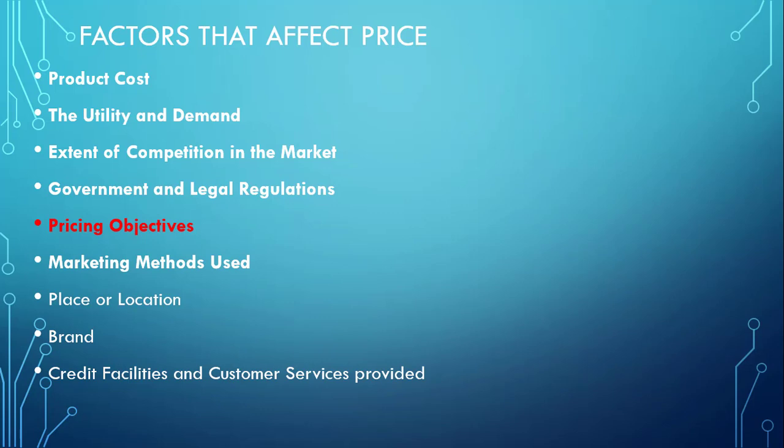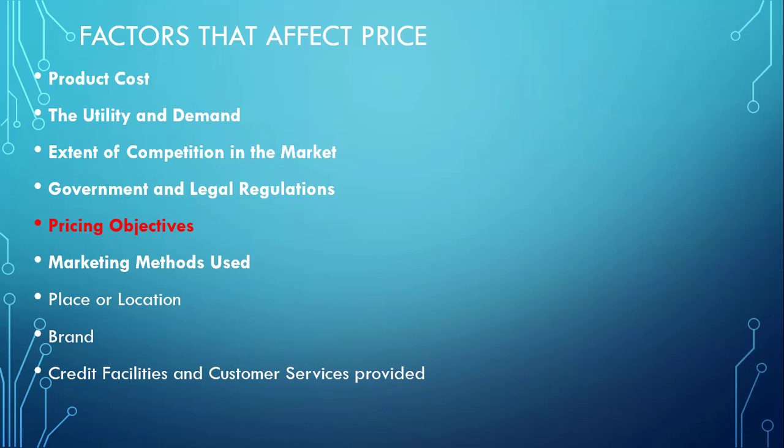Meaning, whenever there is a higher customer demand for the brand, that specific product, then the price of that product will get higher and higher. So demand has a direct relation with price. Utility also has a direct relation with price. Utility means the value provided for the customers. Competition is another factor that affects your price.